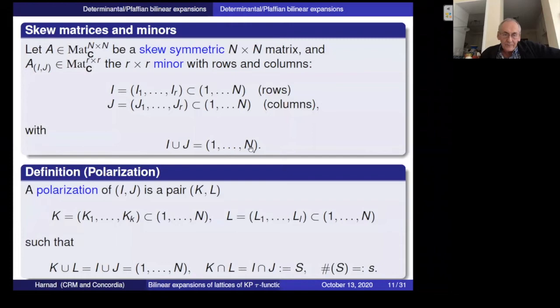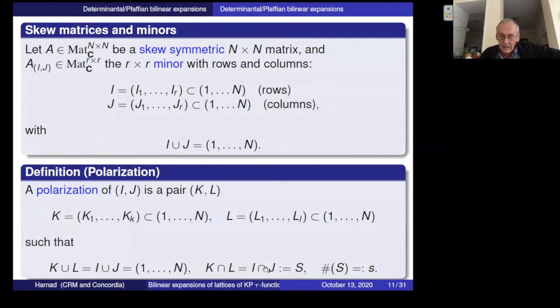Now I'm going to define the notion of a polarization. A polarization of I, J is just another pair of subsets of the distinct integers. They don't have to be of the same cardinality. K and L could be different, but they have a property that not only is the union of K with L the same as the union of I with J, which in this case is all of the integers from 1 to N, but also the intersections are the same: K intersect L.